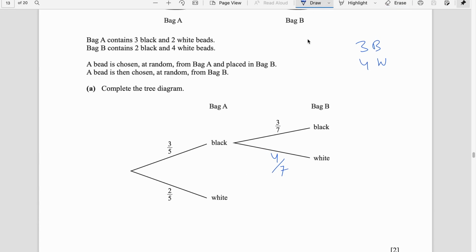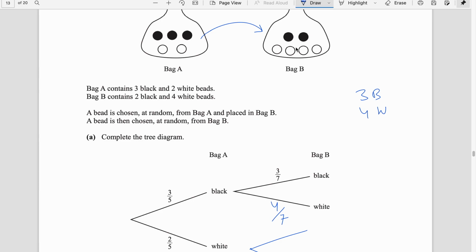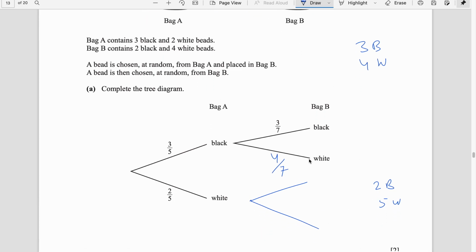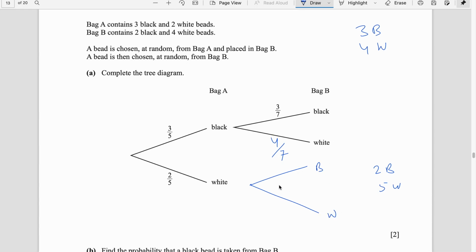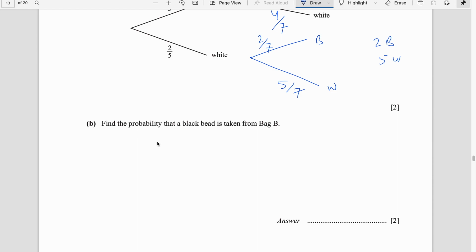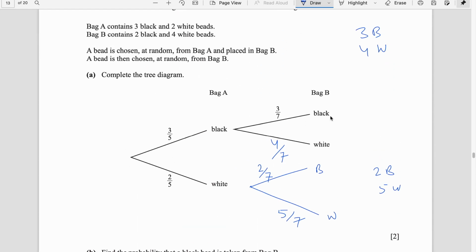Then white is chosen and placed in the other bag. If white is chosen and placed in this bag, this would be 2 black and 5 white. So for black and white, black is 2 by 7 and white is 5 by 7. Find the probability that a black bead is taken from bag B.